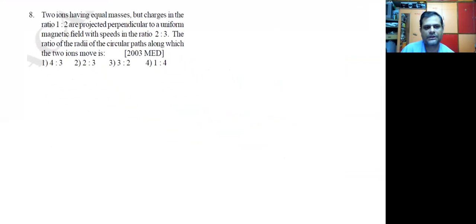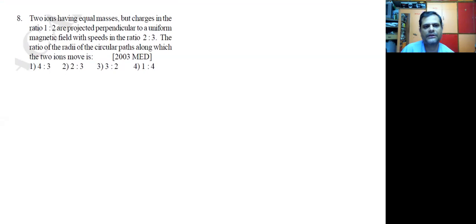Yes, let us read the question carefully. Two ions having equal masses but charges in the ratio 1:2 are projected perpendicular to a uniform magnetic field with the speeds in the ratio 2:3. The ratio of radii of circular paths along which these ions move is. Okay, so see here, the ratio of radius of circular path. So radius of circular path when a charge is fired into a magnetic field is given by the formula mv upon qB. If you remember, we already derived this in last lectures also, using centripetal force equal to the magnetic force.